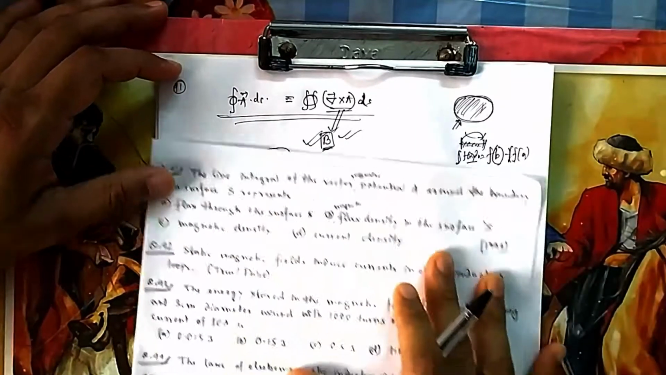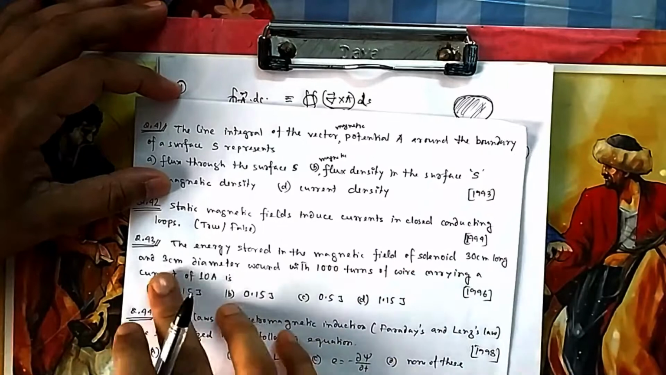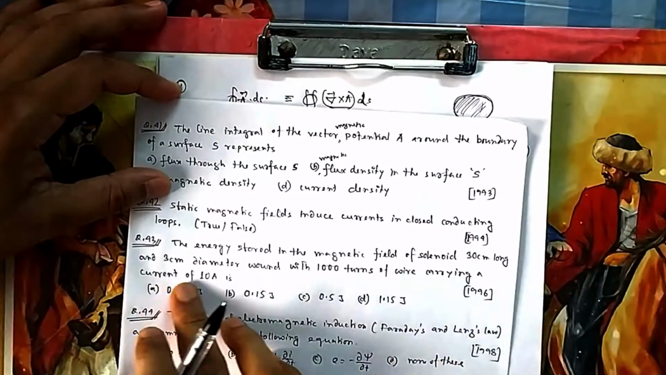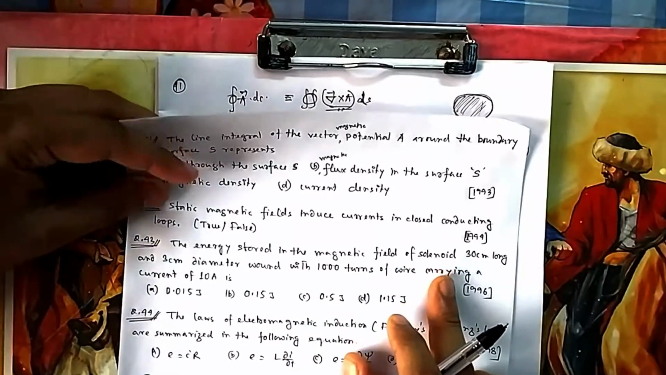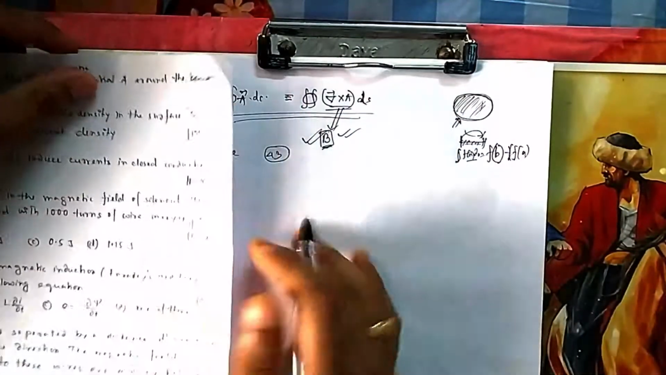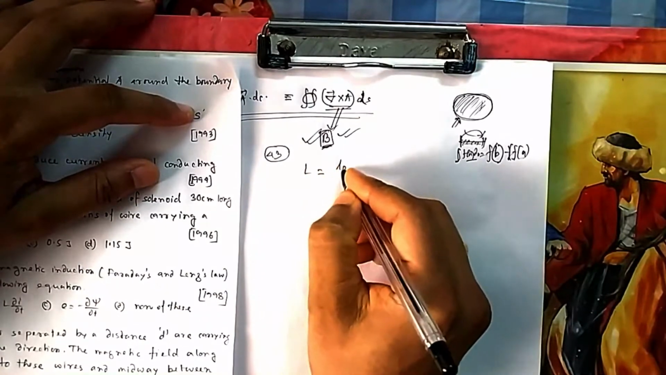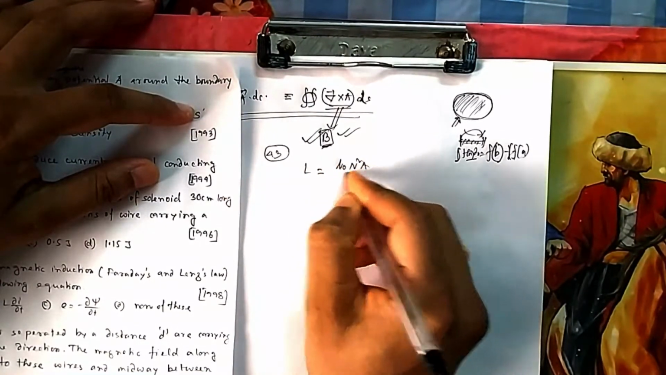Now if you come to 43, the energy stored in the magnetic field of a solenoid carrying a current of this. So it is a magnetic solenoid, meaning it will have inductance, and energy is half L i square. I is given. So if you calculate L, what is the formula for L? It is mu 0 n square A by l.